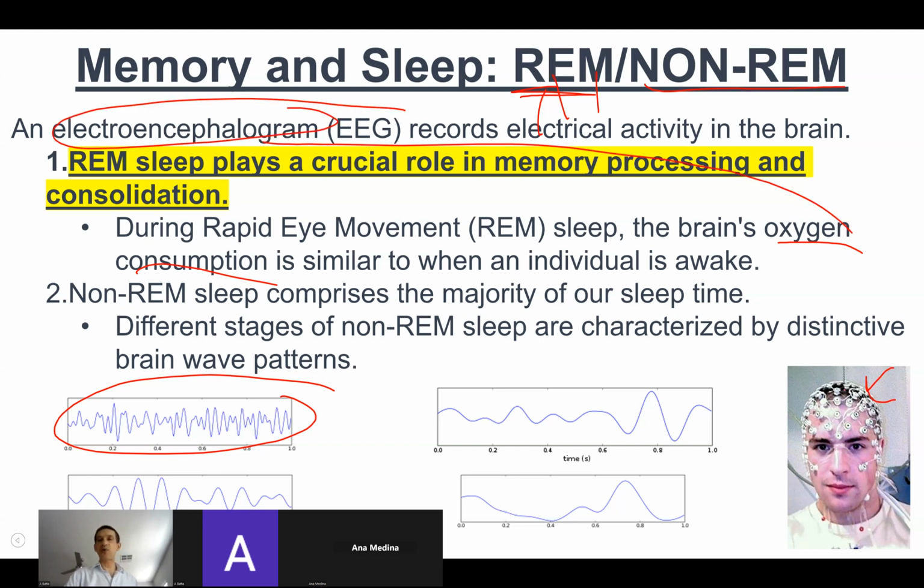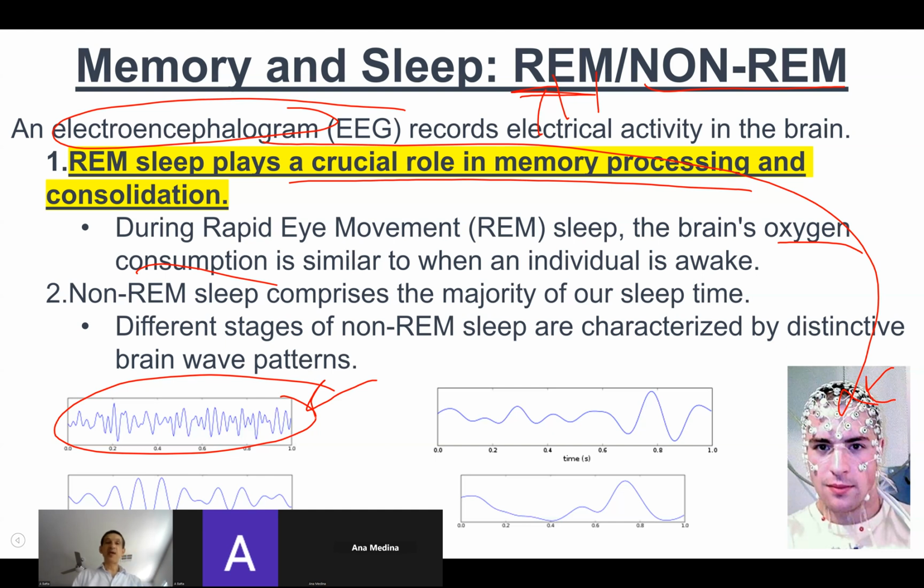Electroencephalogram. That's how you record it. You put a bunch of electrodes around the patient's head, and you can record those mini currents. During REM sleep, which is very important for processing memory, our mind seems to be moving exactly as if we are awake.